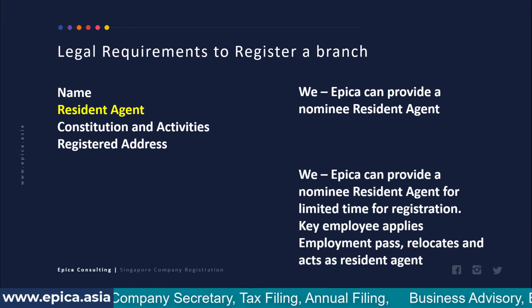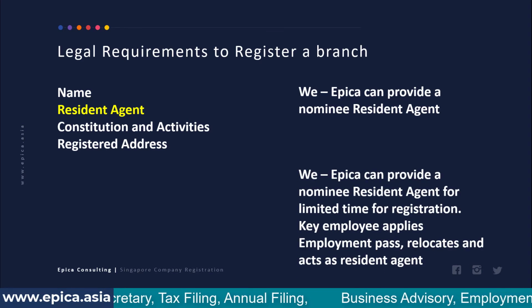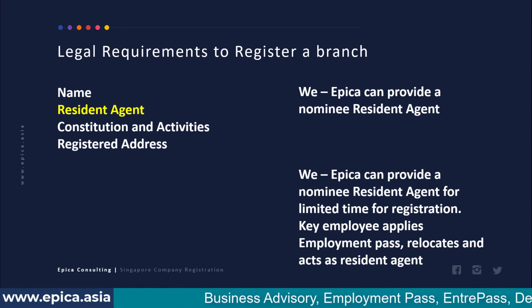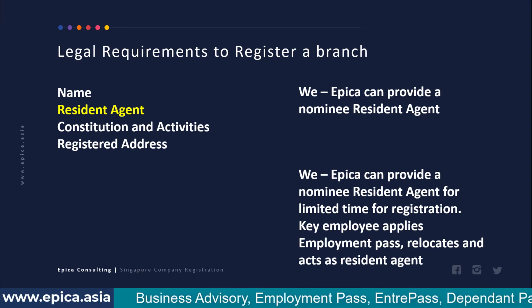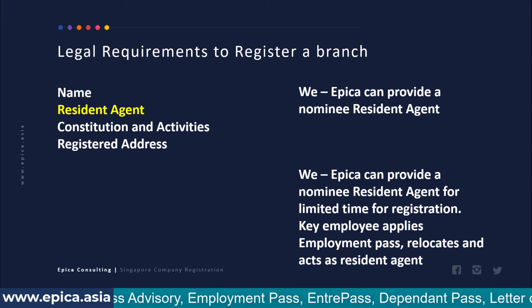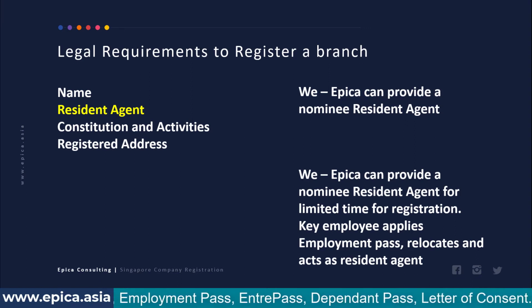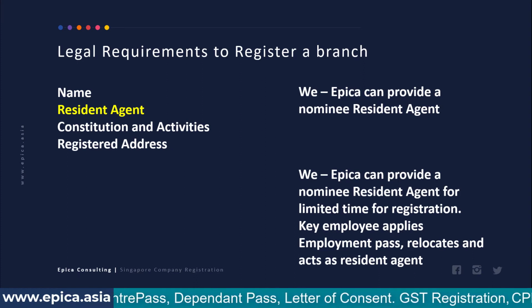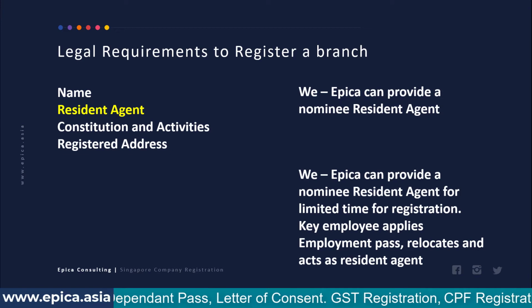Or the other option is that we can provide a nominee resident agent for a limited time for the registration of your branch. After registration, an employment pass can be filed for the key employee of your branch, and once the employee relocates, he or she can start acting as the resident agent of your company.